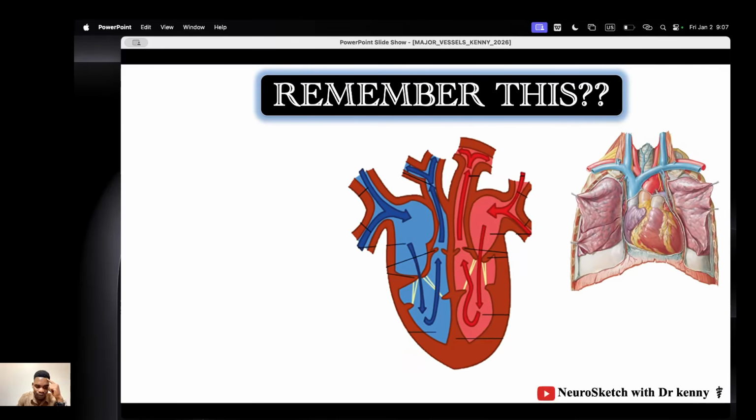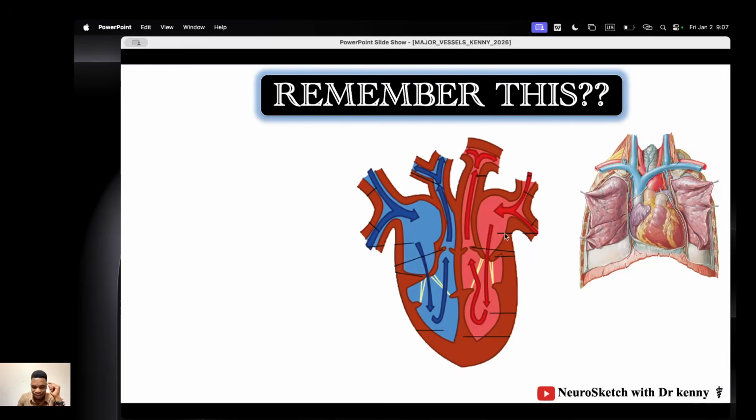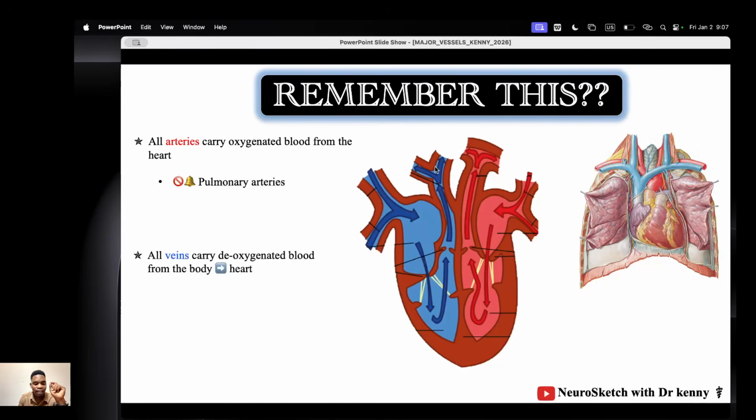Going back again to square one, we said the arteries carry oxygenated blood, with the exception of two arteries which are called the pulmonary arteries. The pulmonary arteries carry deoxygenated blood into the lungs. Also, we said all veins carry deoxygenated blood into the heart, with the exception of the pulmonary veins, which carry oxygenated blood into the heart.